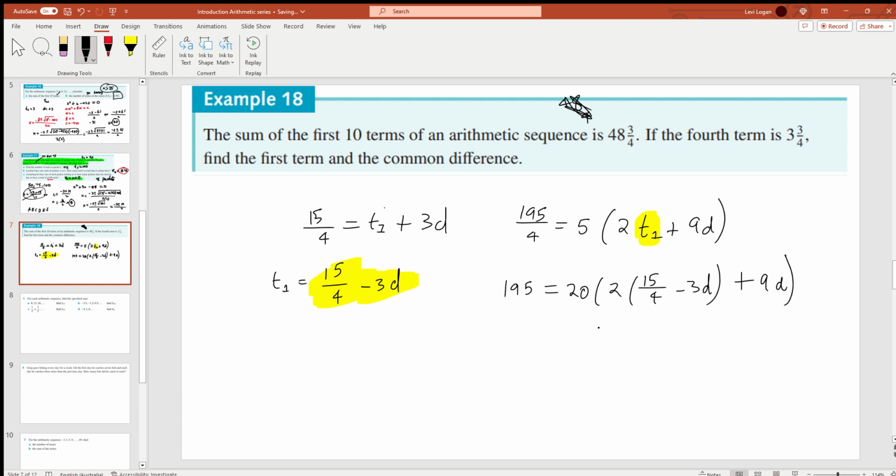Okay. So at the moment, things look a bit rough, but there's not much we can really do about it. What we're going to do is just apply a lot of algebra. Now, let's just distribute this, because why not? We can. So I have 195 equals 40 times 15 on 4 minus 3d, plus 20 times by 9 will be 180d, because 2 times 9 is 18. Add in that extra 10 factor. Alright, and then we apply the stuff in here.